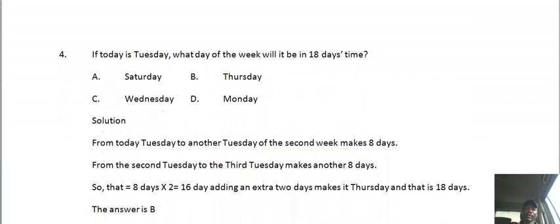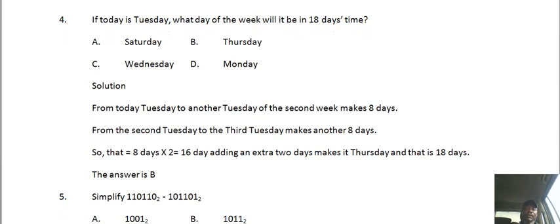Now let's consider question 4. In question 4, it was said that if today is Tuesday, what day of the week will it be in 18 days time? Option A, Saturday. Option B, Thursday. Option C, Wednesday. Option D, Monday. Now, what day will it be in 18 days time?